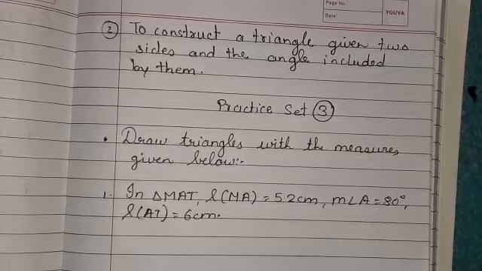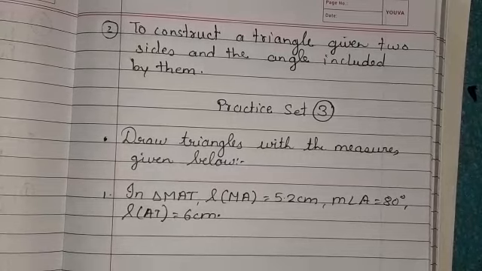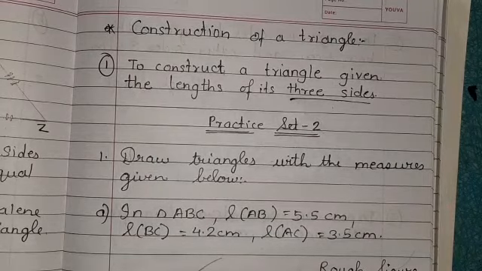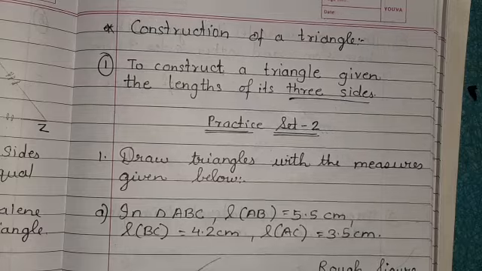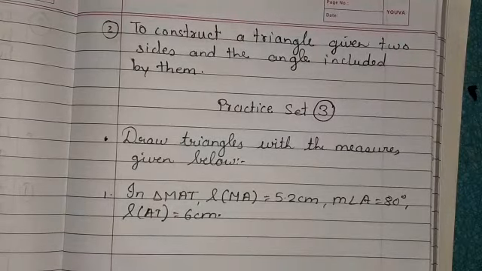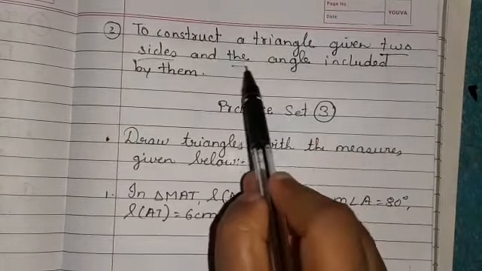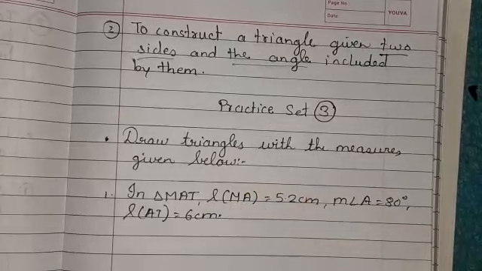Today we are going to begin with the next part of the lesson, that is the second type of construction of triangle. In the previous video we have seen how to construct the triangle when its three sides are given, isn't it? So now we are going to study how to construct a triangle when two sides and the angle included by them is given.